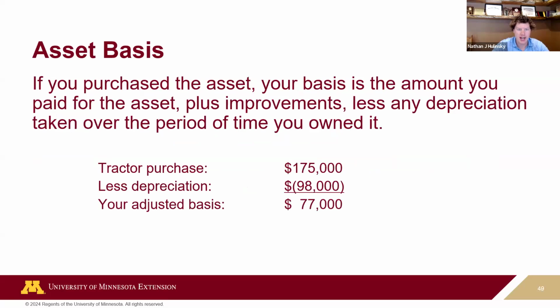If you purchase an asset, your basis is what you paid for it, plus improvements, less any depreciation taken over time. So if you purchased a tractor 5 years ago for $175,000, that was the purchase price, and you have taken $98,000 worth of depreciation the last few years, your adjusted basis there is $77,000. So again, your adjusted basis changes over time. It's going to change annually.